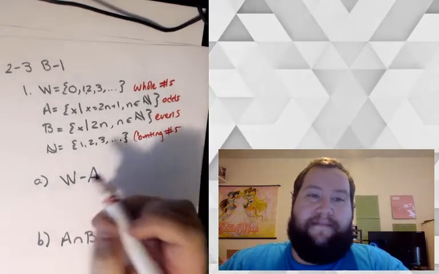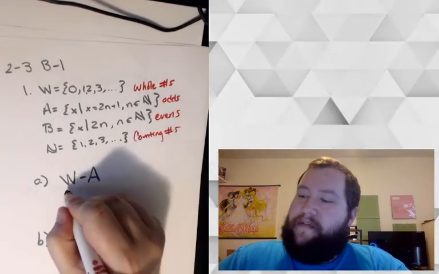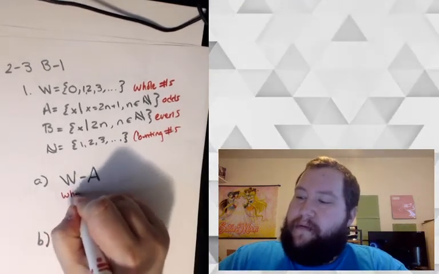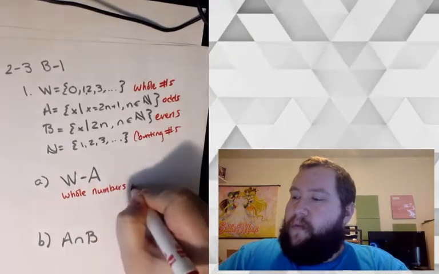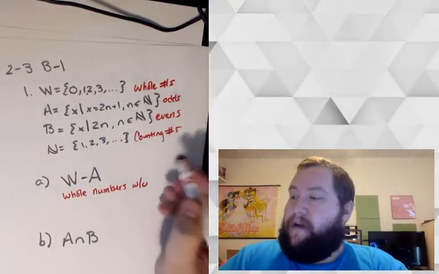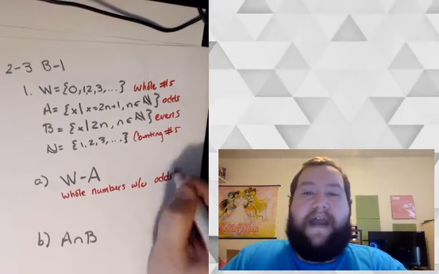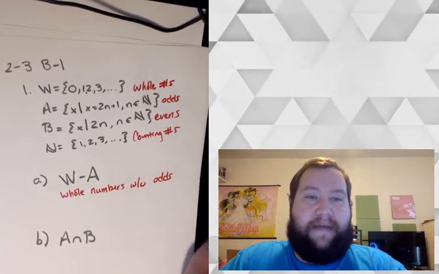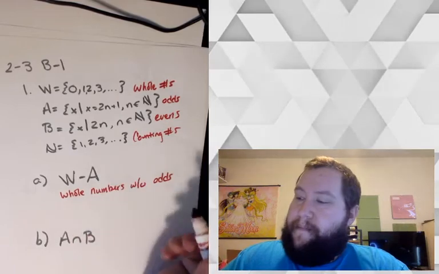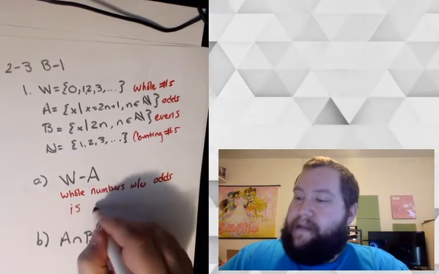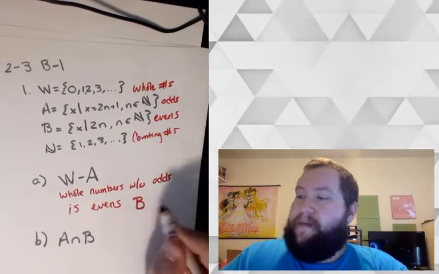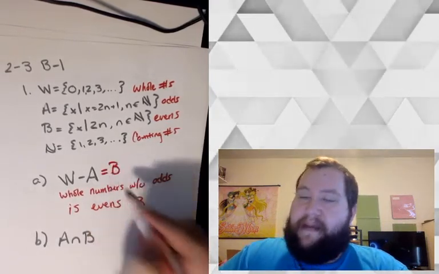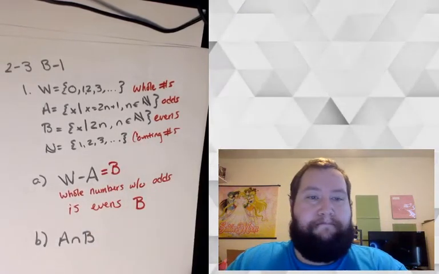W minus A says, what am I left with if I take whole numbers without A, which was our odds? So if I have my numbers and I take away all the odds, what am I left with? Those are the evens. And the evens we called B. So this, W minus A, is equal to B.